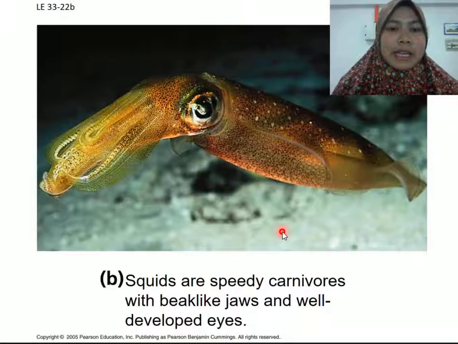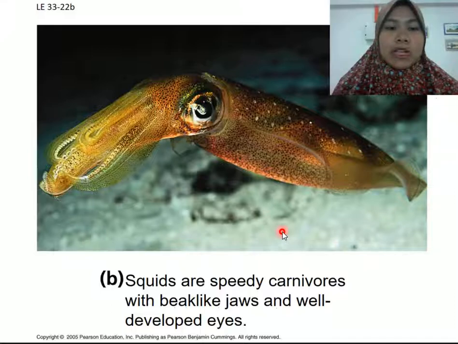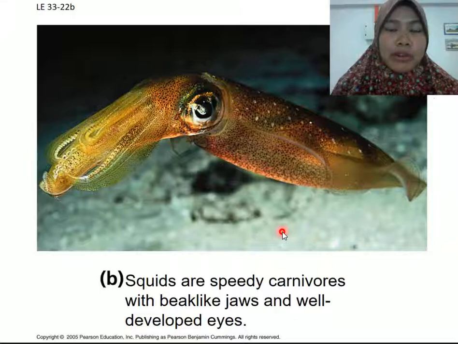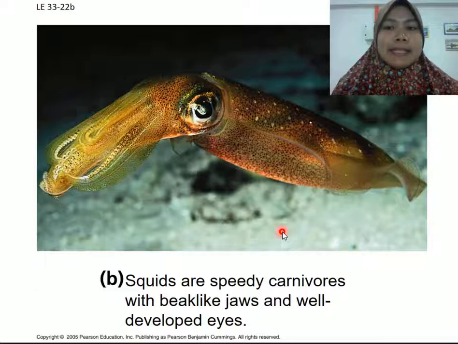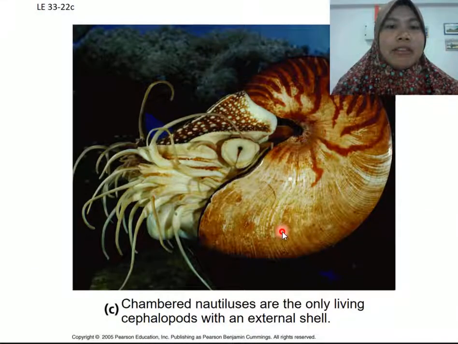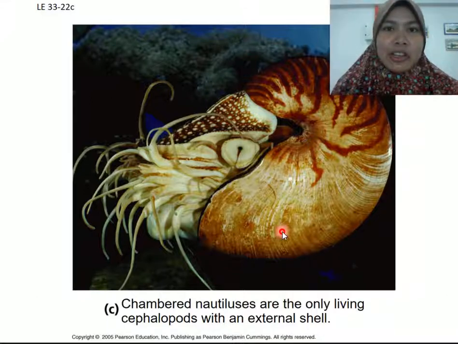Octopus, squids: you can see squids are speedy carnivores with big jaws and well-developed eyes. All of these mollusks do not have a backbone or vertebrate structure, so they are known as coelomate invertebrates. And this is the chambered nautilus. They are the only living class of cephalopods of Mollusca that have an external shell. So that's all for phylum Mollusca. See you in the next phylum.